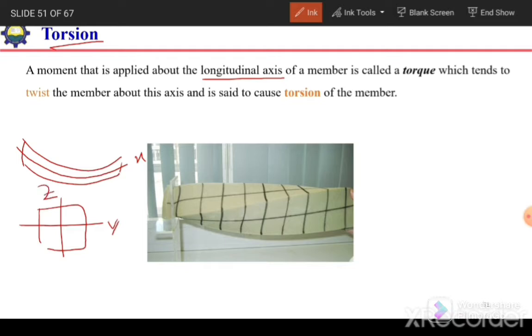So in case of bending, the moment is applied about this y or z axis, perpendicular to the longitudinal axis. But in case of torsion, we apply the moment about the longitudinal axis, about this axis x of the member, and this moment is termed as torque, and this moment tends to twist the member. So it will twist like this about the longitudinal axis, and this phenomenon is termed as torsion. So twisting about the longitudinal axis is termed as torsion.